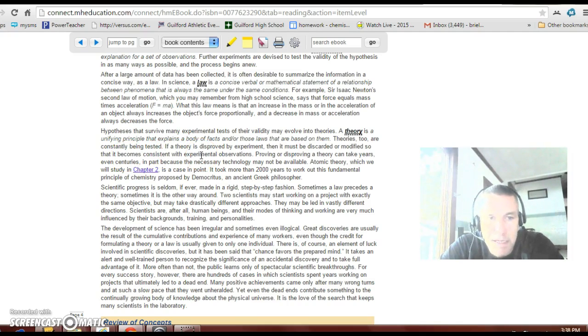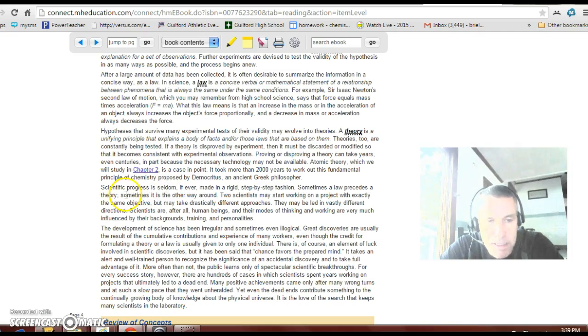Proving or disproving a theory can take years, or perhaps even centuries. Yikes. In part because the necessary technology may not be available. The atomic theory, for example, which we'll study in Chapter 2, is a case in point. It took more than 2,000 years to validate those findings by Democritus, an ancient Greek philosopher. I think they're really talking about perhaps the first images that showed up that verify that atoms exist. Some 100 years or so earlier, they came up with convincing evidence that they exist, the work of Thomson and Rutherford, among others.